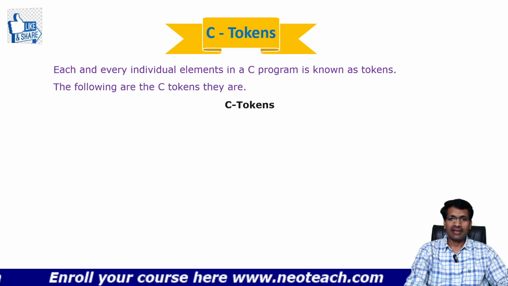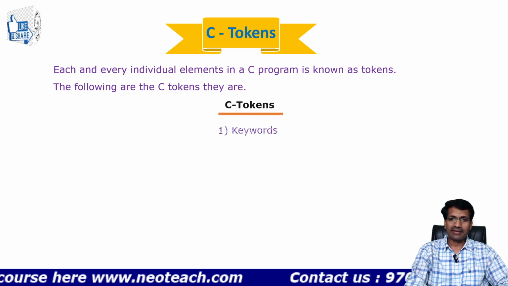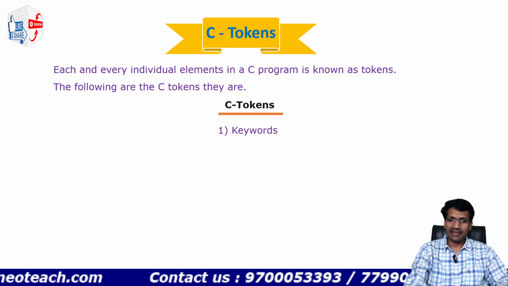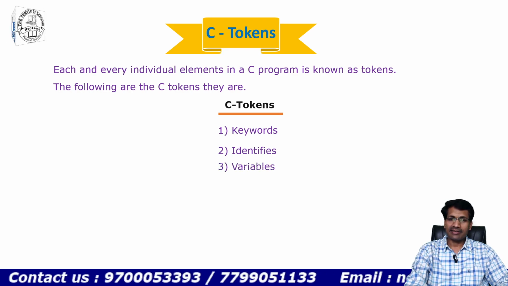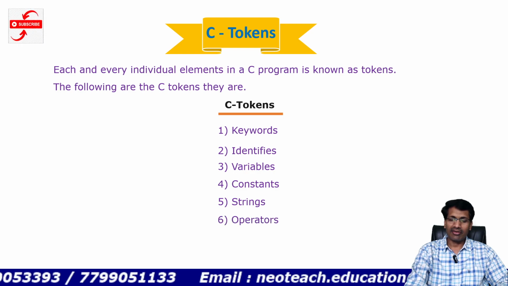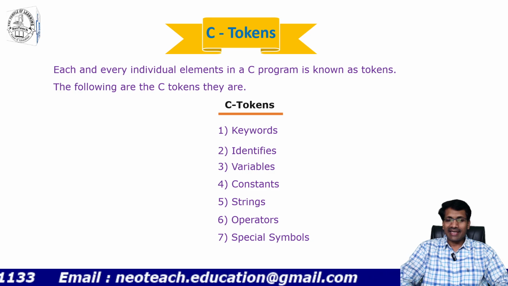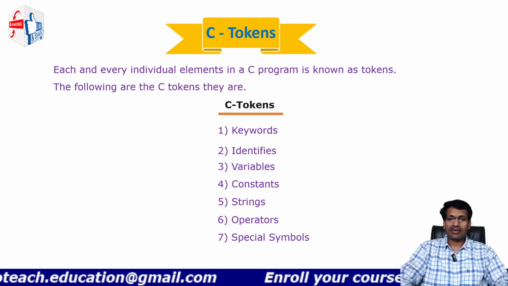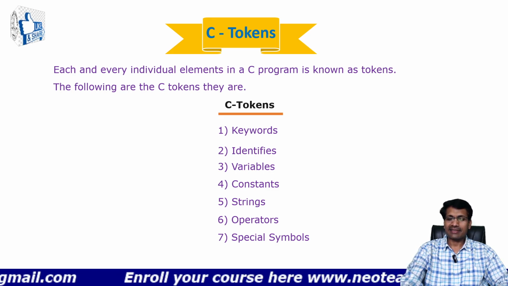Following are the tokens I am listing here. First one, keywords. I will explain in detail; first of all, let me list them out. Second, identifiers and variables, constants, strings, operators and special symbols. Basically these seven kinds of elements we use to write a program, and these seven things are called tokens.